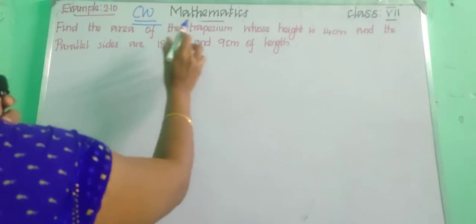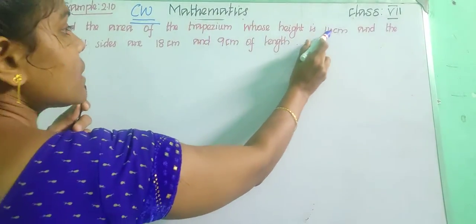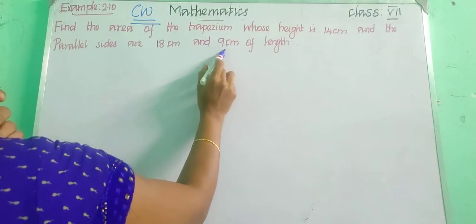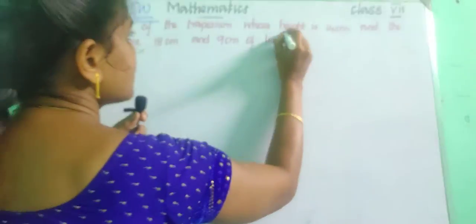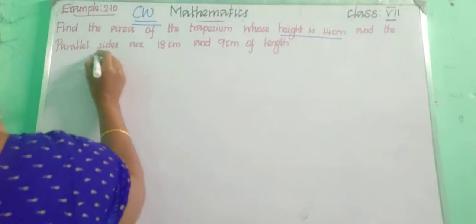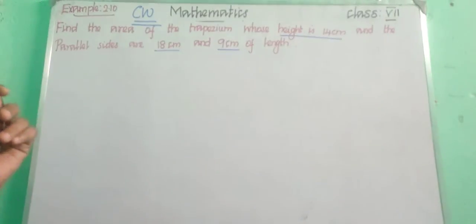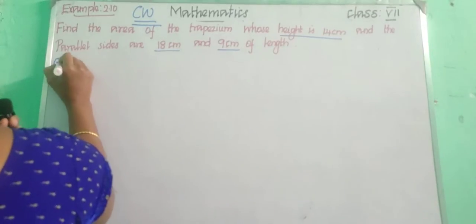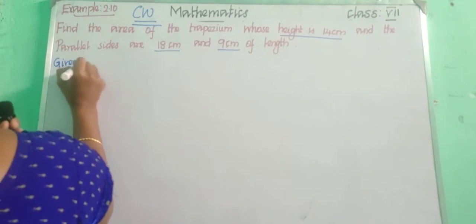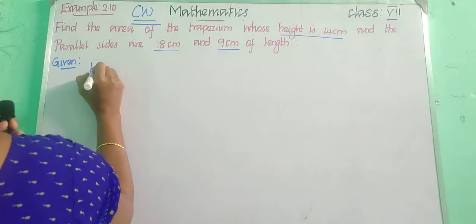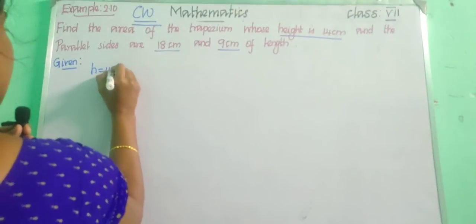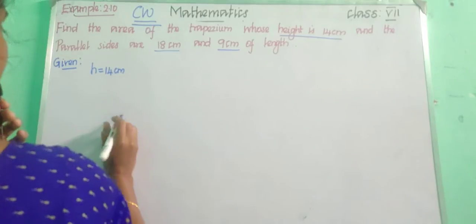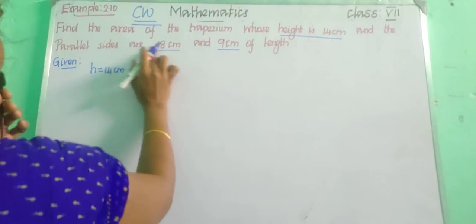Find the area of the trapezium whose height is 14 centimeter and the parallel sides are 18 centimeter and 9 centimeter of length. Height is given 14 centimeter and parallel sides are also given. Children, first of all let us write given. So what is given? Height is given, right? So h equal to 14 centimeter, and parallel sides are given, right?